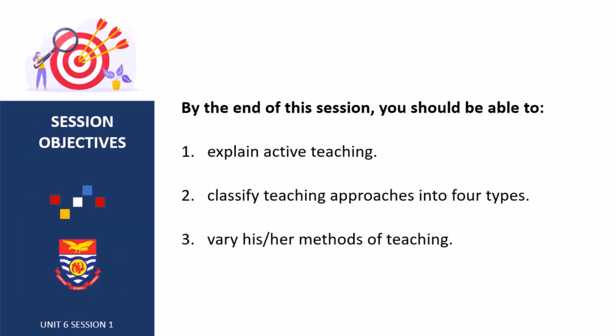So these are our objectives for this lesson. Objective 1: by the end of the lesson, you should be able to explain active teaching. 2, classify teaching approaches into 4 types. And then objective 3, vary your method of teaching. You should be able to vary your method of teaching as a teacher. So we move to the content of this lesson.